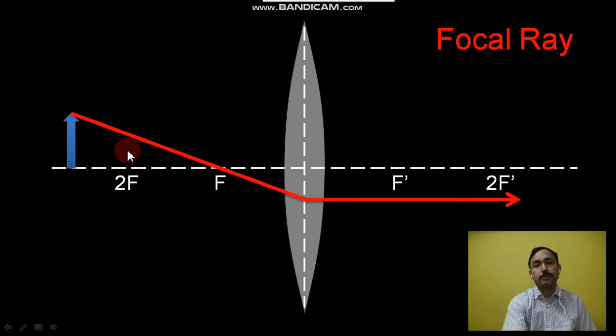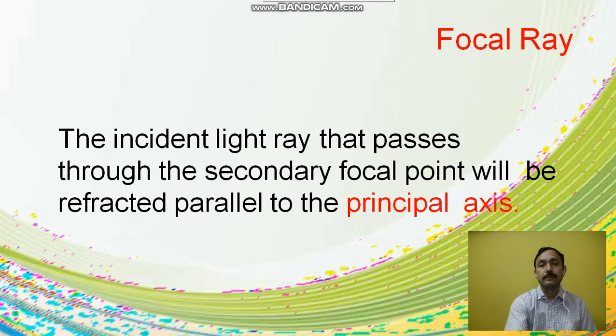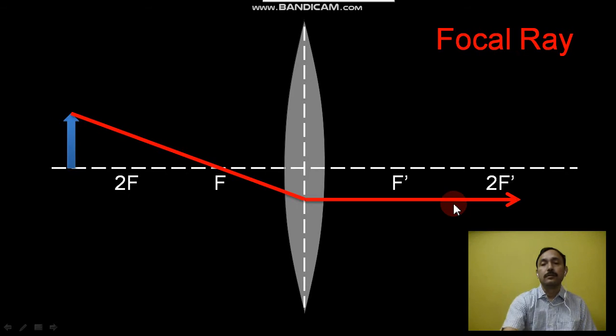When the ray of light passes through the secondary focal point and falls onto the optic axis, after refraction this light will be parallel to the principal axis. This is stated here: the incident light ray that passes through the secondary focal point will be refracted parallel to the principal axis. So this is parallel to the principal axis after the refraction from here.